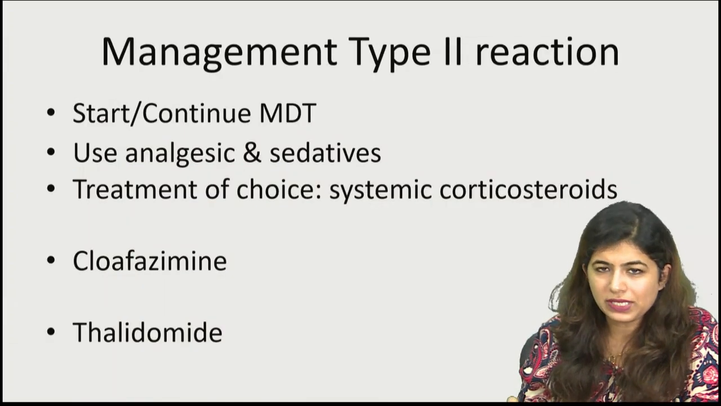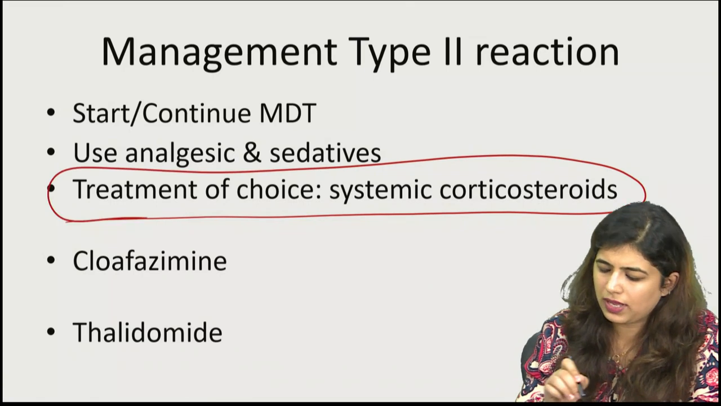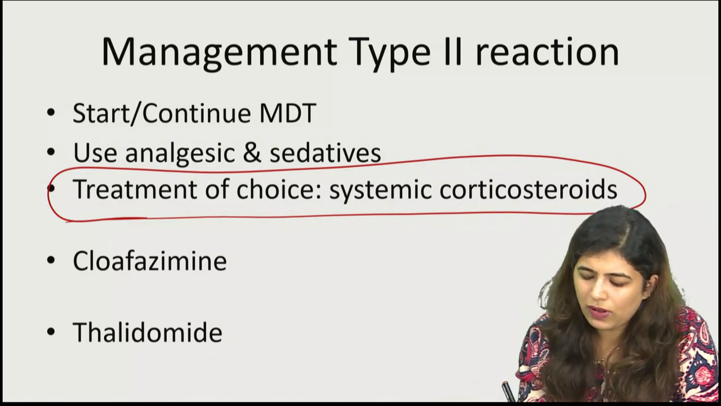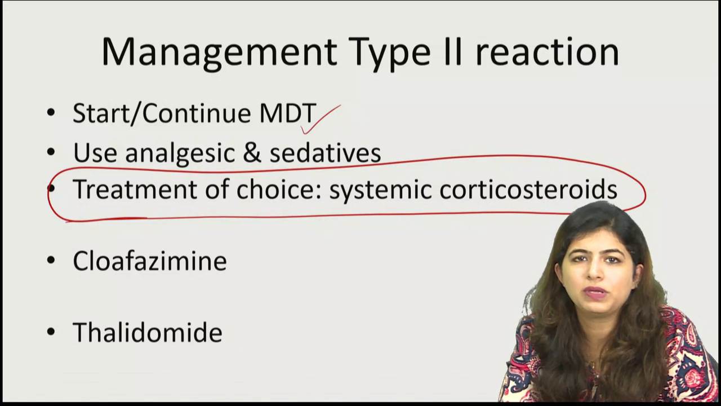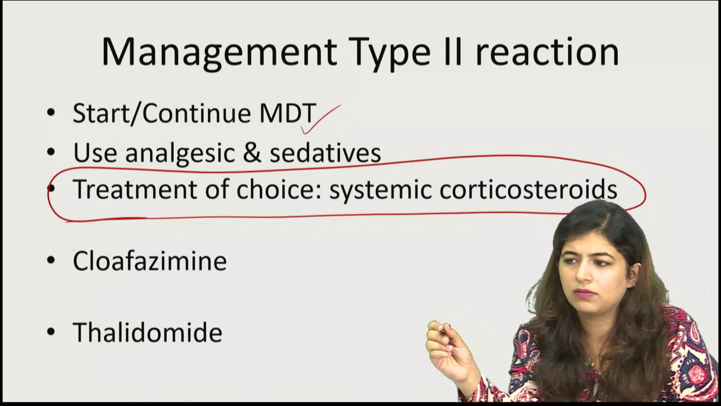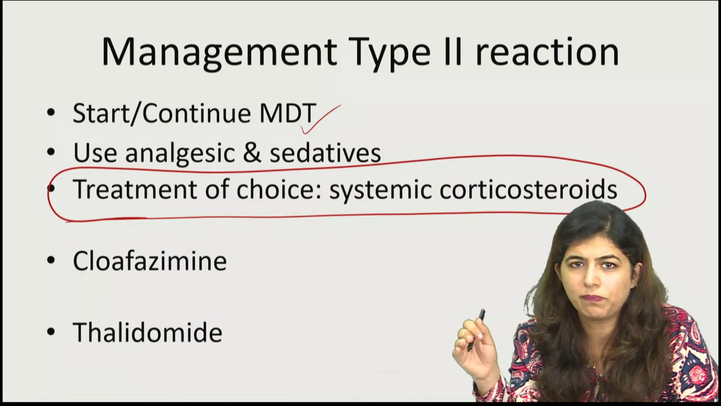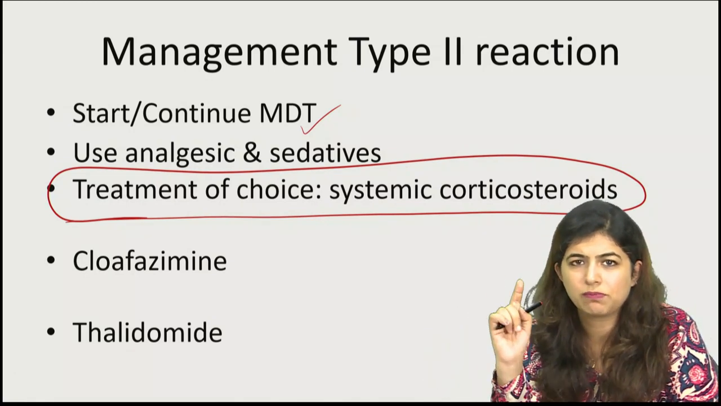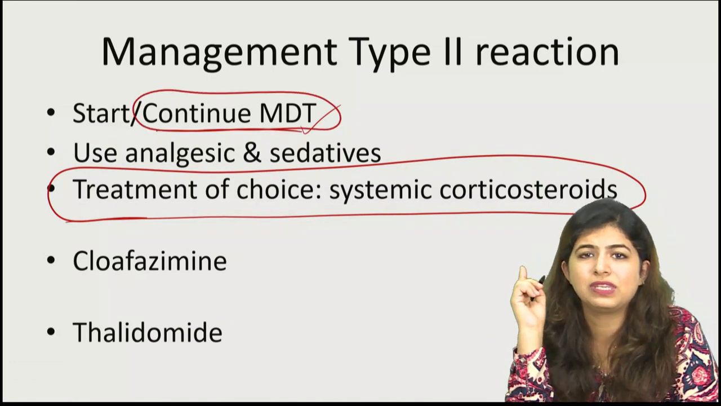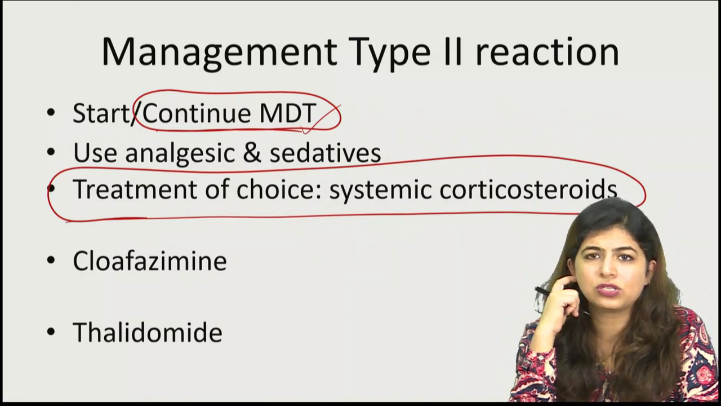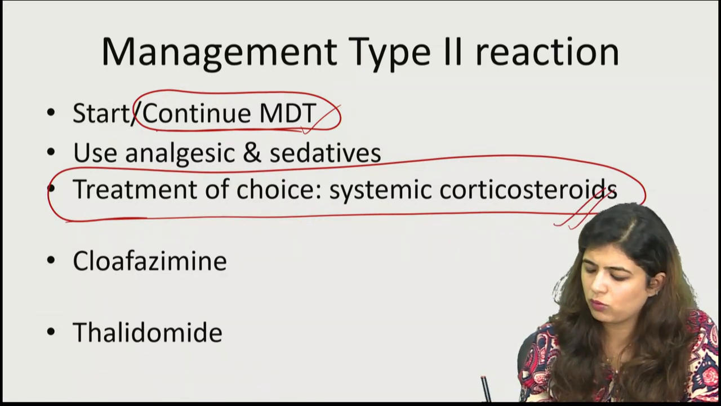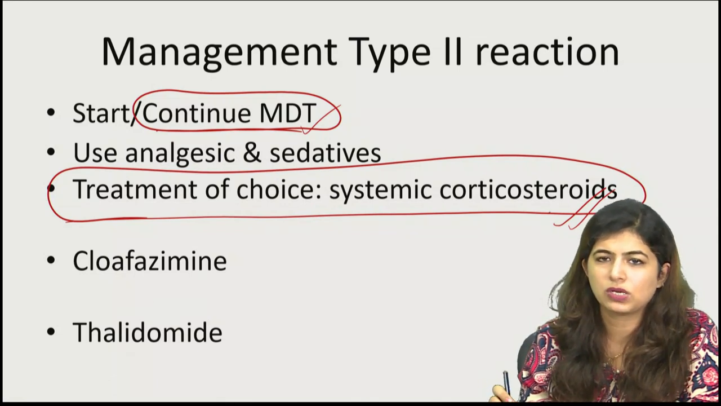they are asking me the drug of choice. The drug of choice for type 2 reaction is systemic steroids. If it was a multiple choice question and I also had this option of continuing MDT, then that would also be a part of my answer. Since the question mentioned patient of leprosy on multi-drug treatment therapy, the option may say stop MDT or continue MDT. If it was a PGI question, multiple choice, I would also choose this continue MDT as my option, because we never ever stop treatment while the patient is having a reaction. For a moderate to severe reaction, I would have systemic corticosteroids as my treatment of choice.